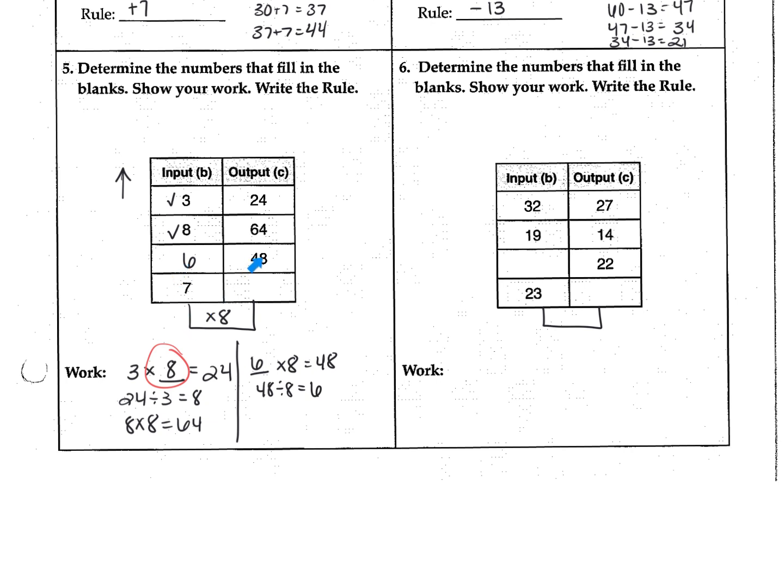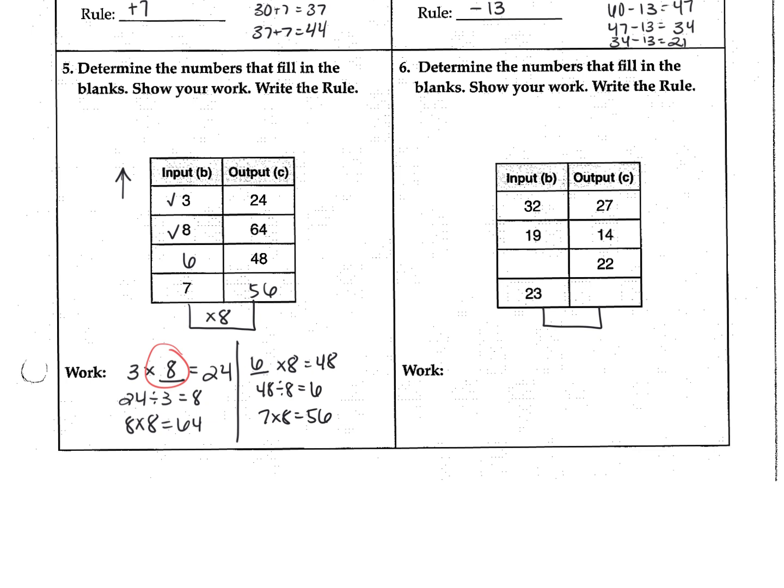6 times 8 is 48. Then I'm going to say 7 times 8 tells me my last missing number. It's always easier when the output is our blank spot. It is 56. Go back, make sure your answers make sense. 7 times 8 is 56. Yes. Number 6, determine the numbers that fill in the blanks.